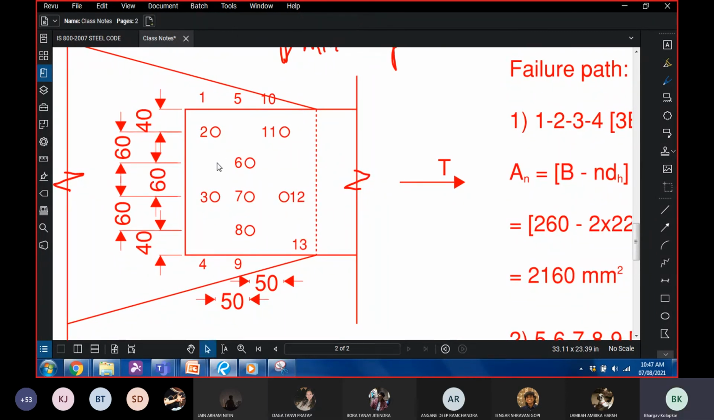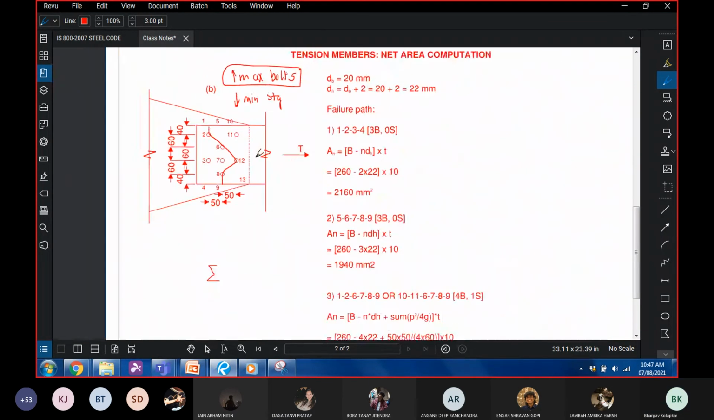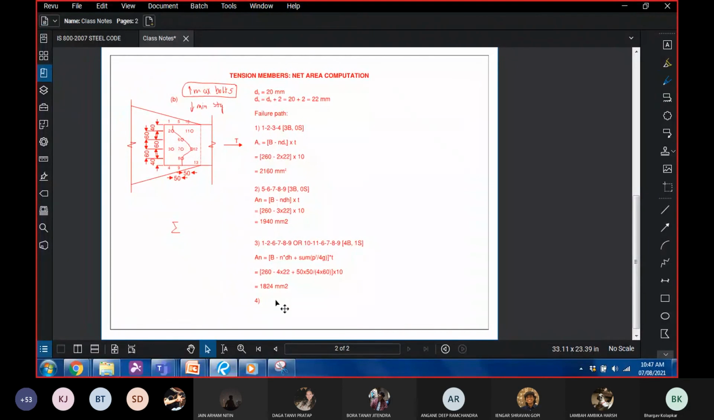Come on, there are just so many possibilities. Just pick one. 1, 2, 6, 12, 8, 9. Yeah, that's possible. Okay. So our next failure path is 1, 2, 6, 12, 8, 9.